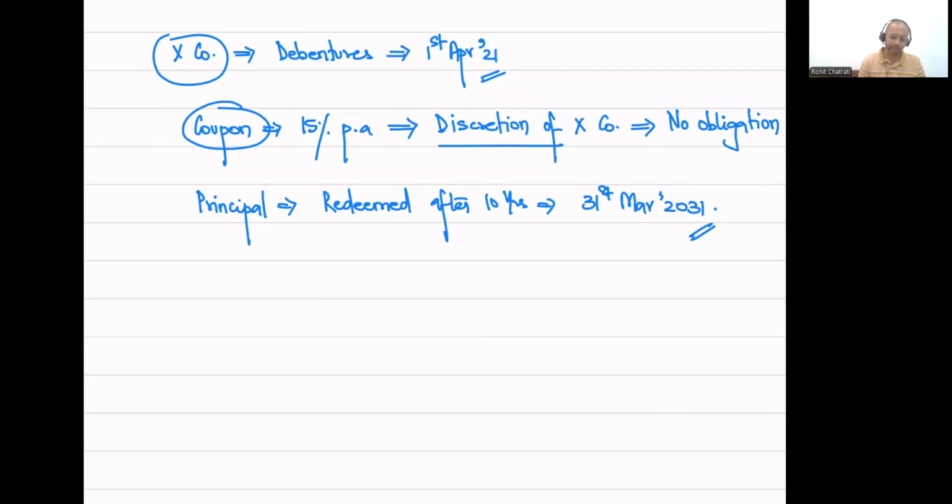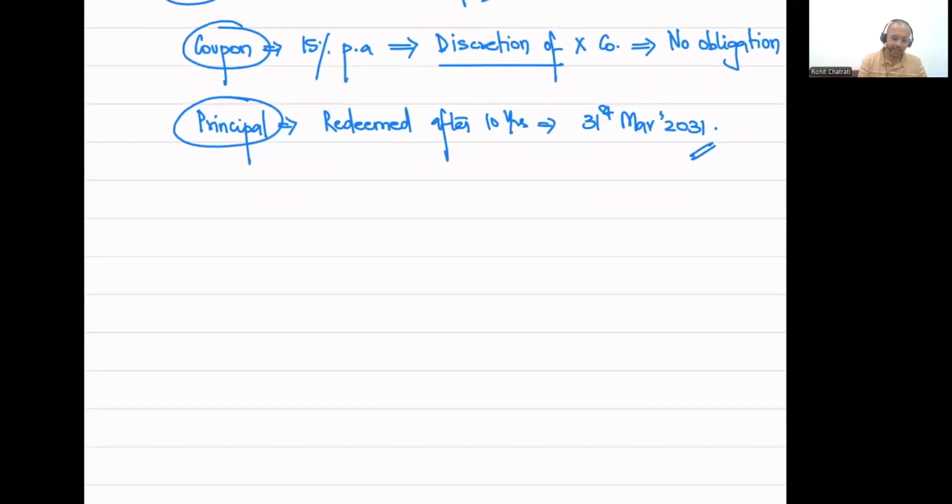obligation to pay the coupon. If you look at it with respect to the principal, X Company Limited has an obligation to redeem this instrument after a period of 10 years, which means that X Company has to pay cash at the end of the 10th year to the instrument holders. Y Company, which is the instrument holder, will receive cash after 10 years. So X Company has an obligation to pay cash to Y Company after a period of 10 years, and therefore, with respect to the principal, X Company has an obligation to pay cash.